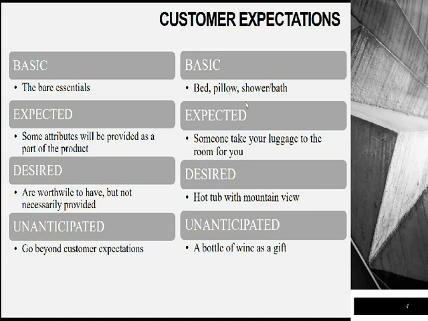The expected is someone takes your luggage to the room for you. The desired is a hot tub with a mountain view. It's something worthwhile to have but not necessarily provided. And finally, the unanticipated is something that goes beyond customer expectations. In this case, a bottle of wine as a gift.